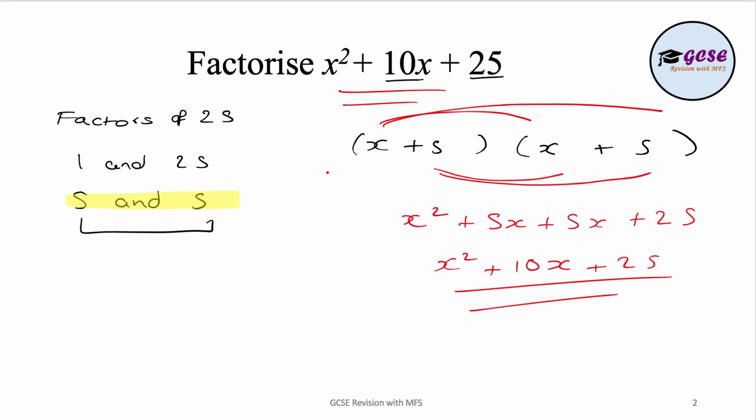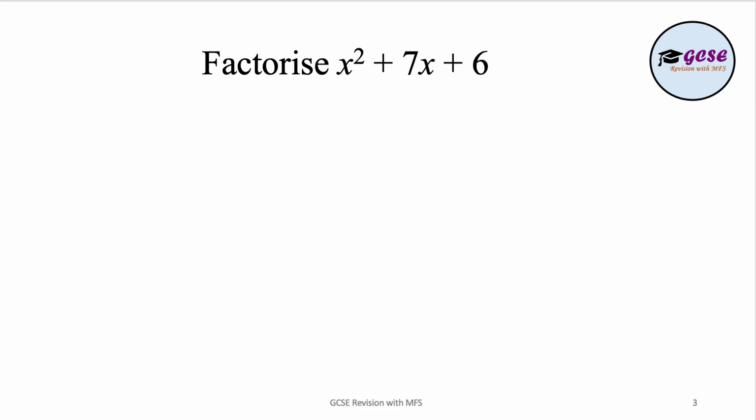So whenever we're tackling a question like this, always remember that you need to write down the factors of the last number. In this case it's 25, so you write down the factors of 25. Then from the factors you have written down, you need to select the pair which sums to the middle number. Okay. Next question I've got over here. Pause the video, have a go.